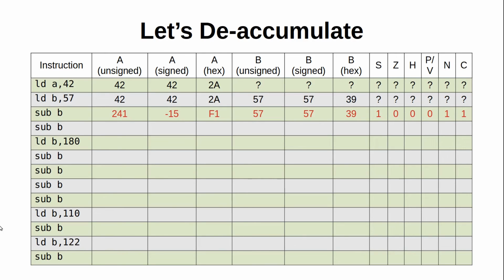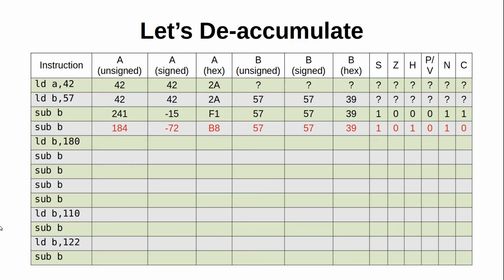Now we'll do the subtraction one more time. An unsigned subtraction of 57 from 241 gives us 184, which is the same as negative 72 when signed. This is also expected, as negative 15 minus 57 is negative 72, so no overflow or carry, as everything fits. The S bit is still set because A is still negative, and now the H bit is set because the lower nibbles were 1 and 7, so a borrow is required from the upper nibble.